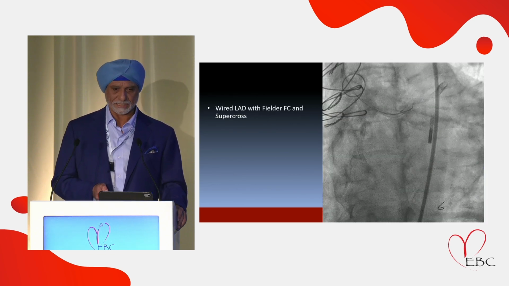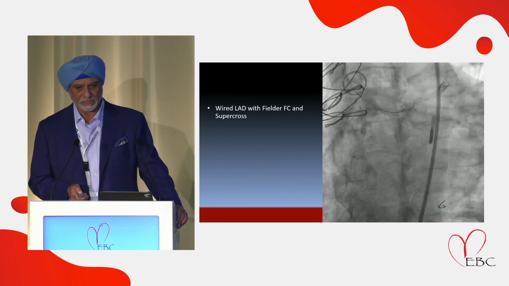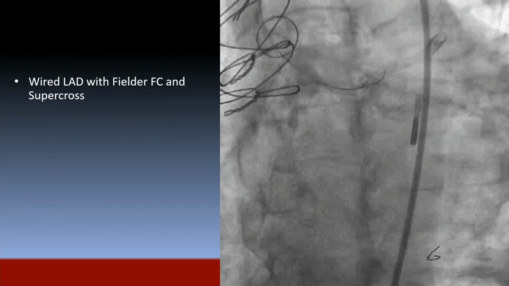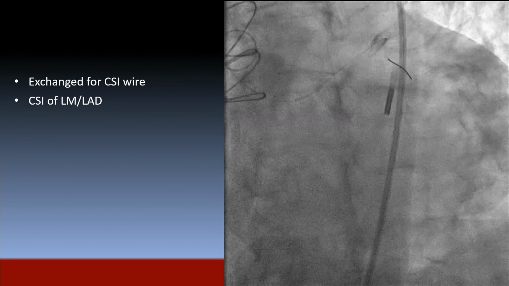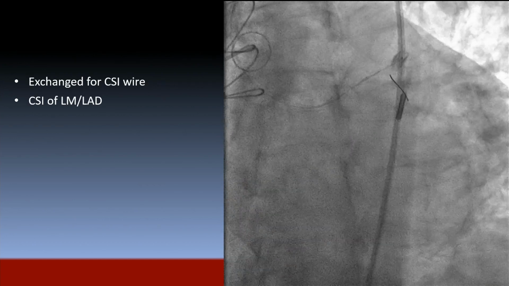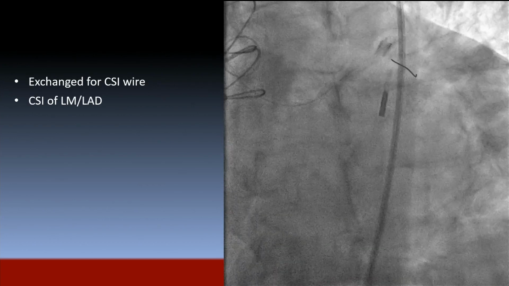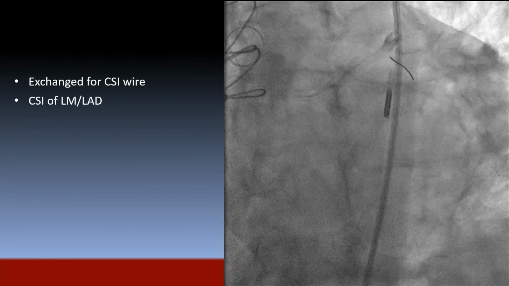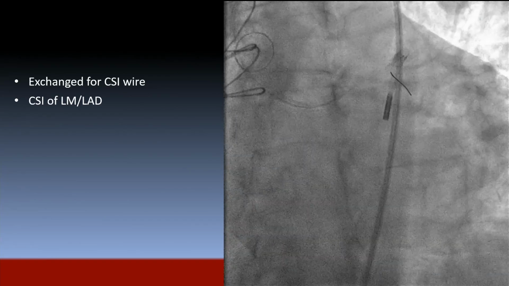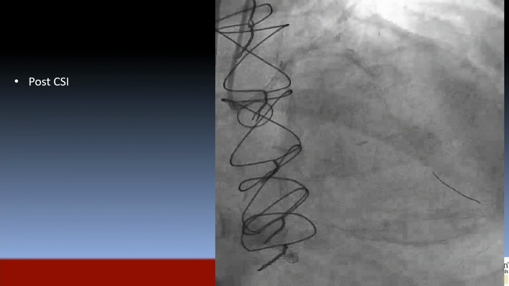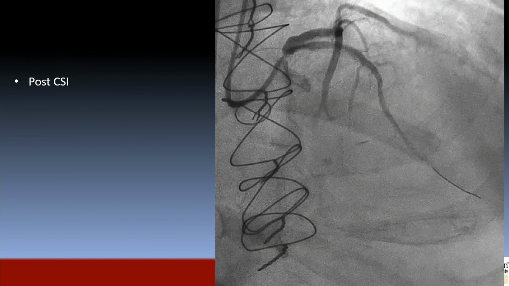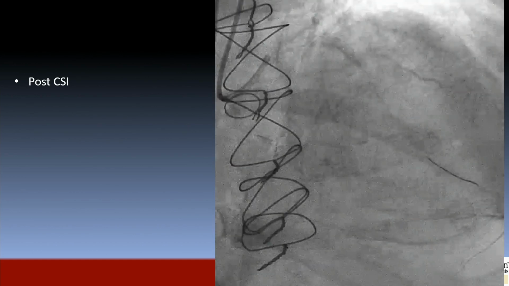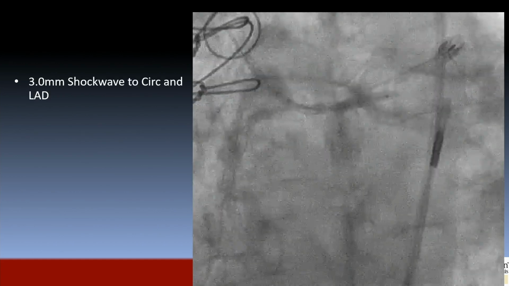So we did that, and then I was able to wire the LAD after that with the supercross wire and went into there, and then we exchanged the wire, and I did CSI, pulled the circumflex wire, wired into the LAD. And you see we have a decent channel, but still nothing really would go, and the balloon would have problem yielding here. So we shockwave both limbs.